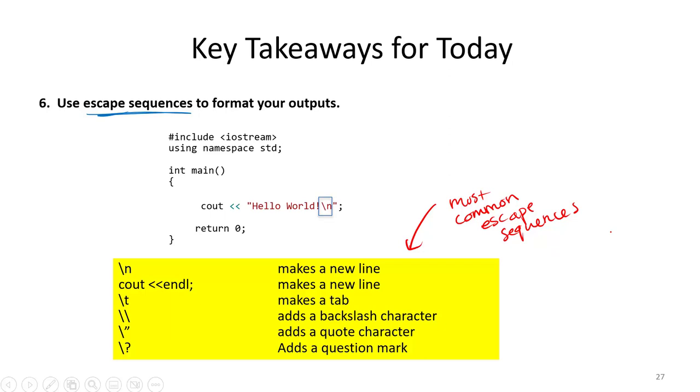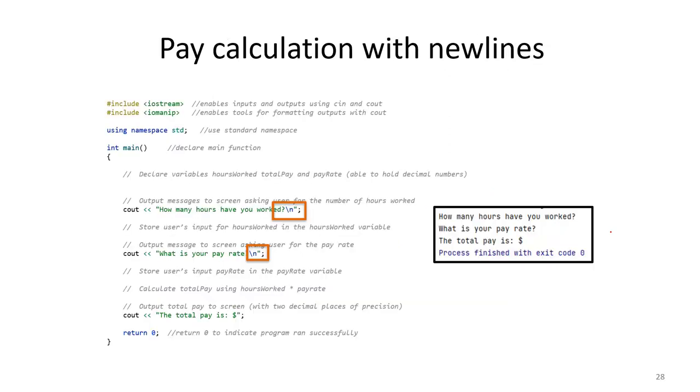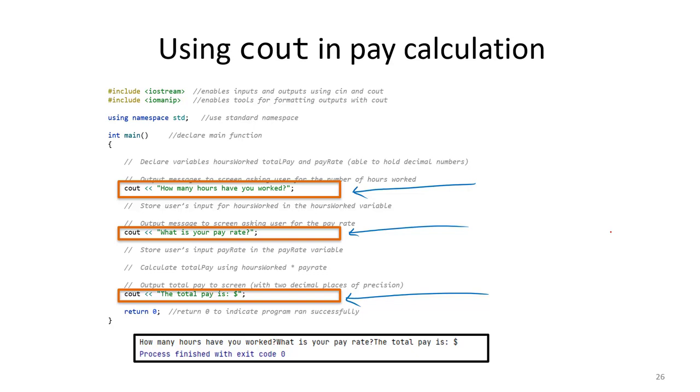Let's quickly demonstrate one example that's very common. It's this pay calculation example. If I were to write our cout statements as shown in our previous pay calculation, you'll see that all the lines are outputted on the same line.